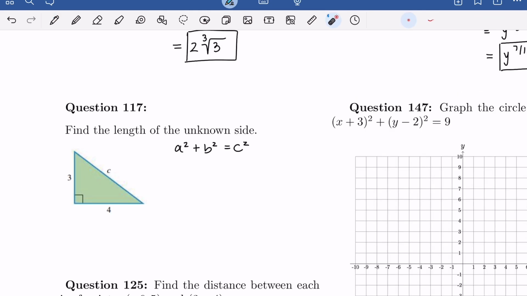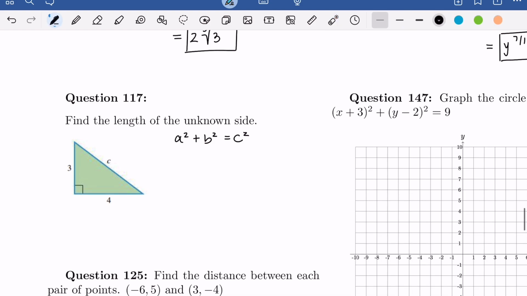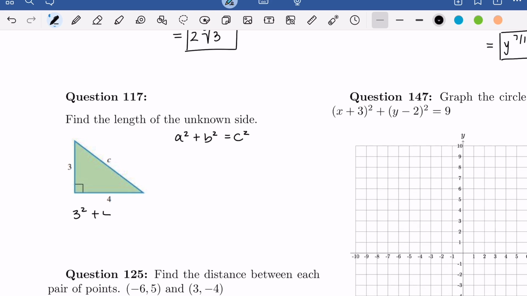Alright, in these last examples, we're switching gears a little bit. We're going to be looking at the Pythagorean theorem, our distance formula, and graphing a circle. So let's look at this first example. We want to find the length of the unknown side c for this triangle. We're going to use our Pythagorean theorem. It says that a squared plus b squared equals c squared when we have a right triangle. So we can solve for this unknown side by plugging in our values for a squared and b squared. We end up with 3 squared plus 4 squared is equal to c squared.